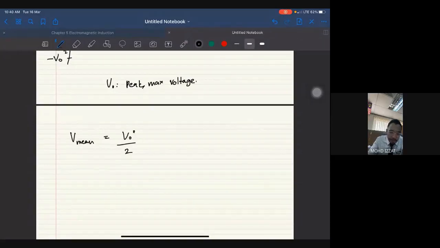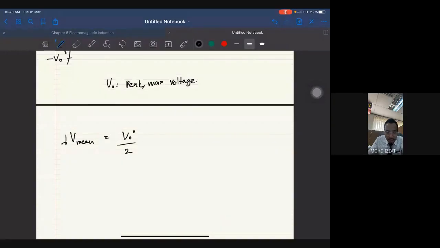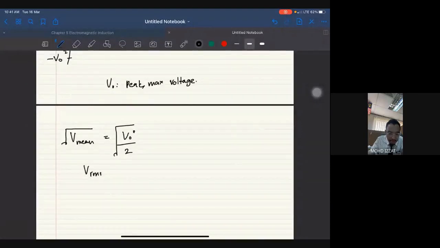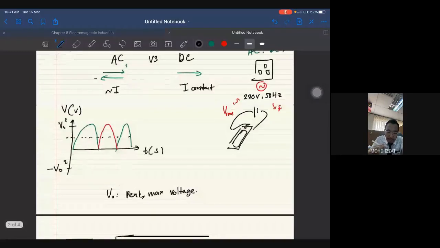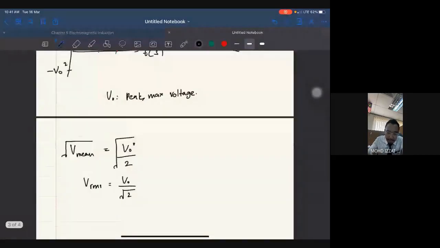Agree? So if I take the root, means take a square root, I can take both sides. So this one becomes V root mean square. This is basically V naught over square root of 2. Okay. So basically the position of VRMS.